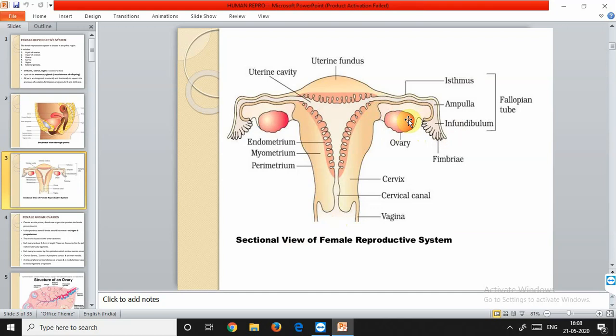So it is lined by cilia. The cilia is for the movement, so that the ovum is easily reaching the fallopian tube opening. So cilia helps in the movement of the ovum from the ovary. Now what is uterus? The uterus or the womb.